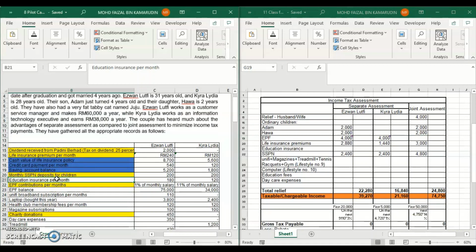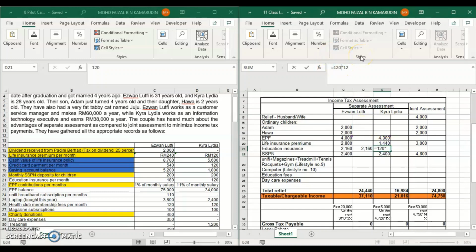Education insurance. That one you can refer to item number 22 in our relief. So how much? Who is paying education insurance? Yes, both Ezwan and Kyra. Okay, so let's check one more time. This one is 180 times 12. Okay, 210, right? So no issue, you can take all because the maximum is 3000. So 120 is definitely less than the 3000.